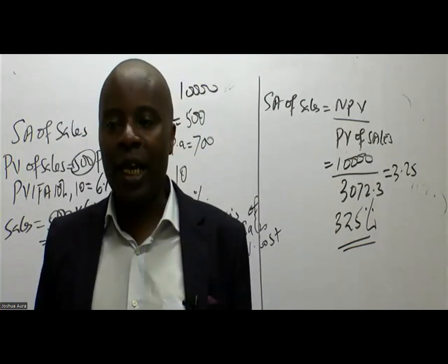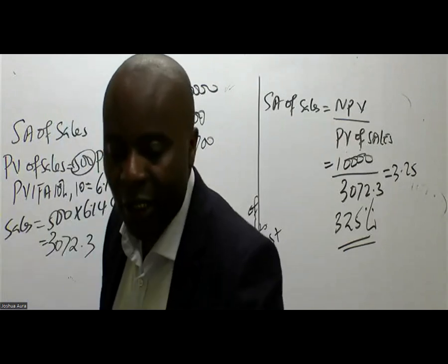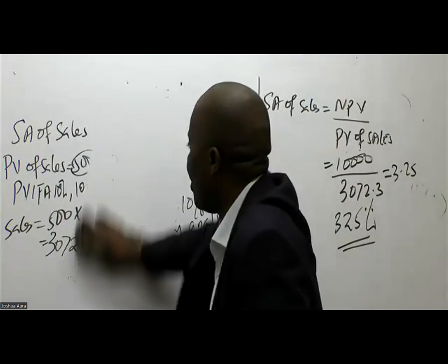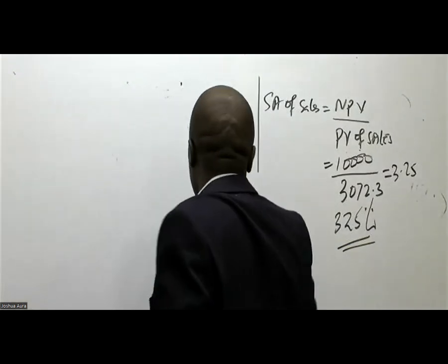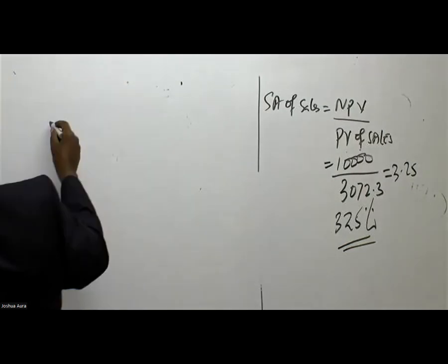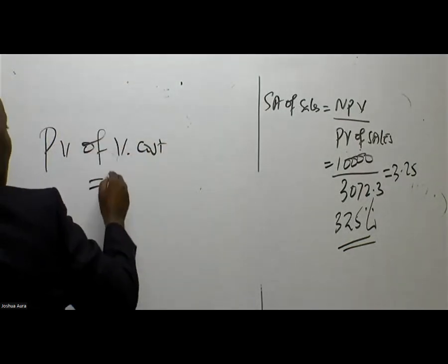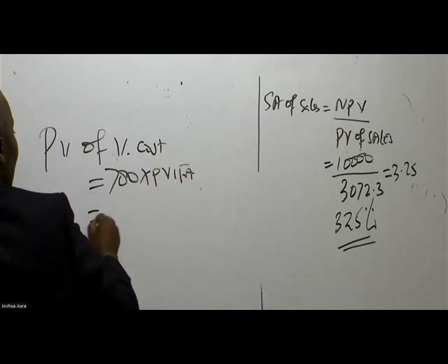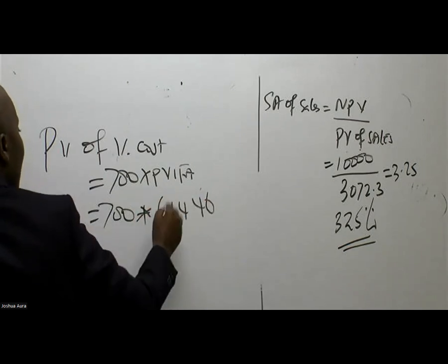Can I go to sensitivity analysis of variable cost? Yes. So when they want me to give them sensitivity analysis of a variable cost, then the first thing that I will do is to get the present value of variable cost. So come and give us the present value of variable cost. This will be 700 times the same PV that we got up there, 700 times 6.1446.